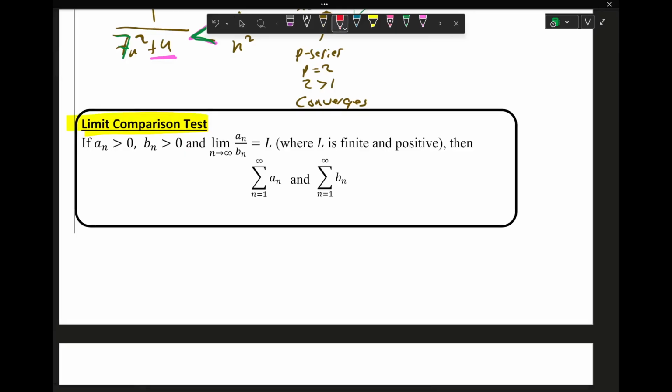The limit comparison test is a little bit more of a process, which is nice. As long as the series being asked is positive, and the thing you're going to compare it to is positive, if you were to divide those, the series of the question divided by the series of the thing you're comparing it to, and take the limit as n goes to infinity of that, if you get a number that is finite and positive, then both of these either both converge or both diverge.